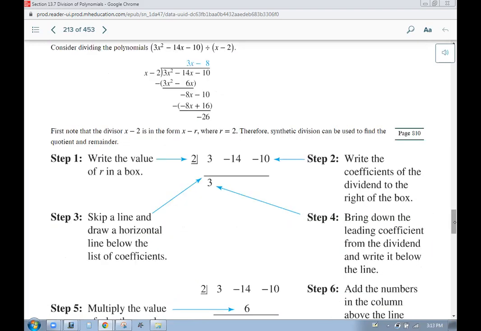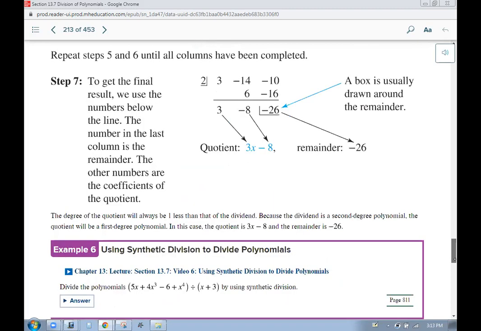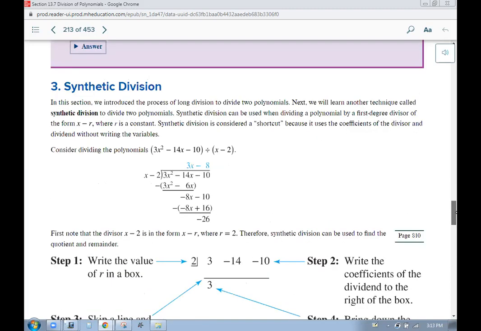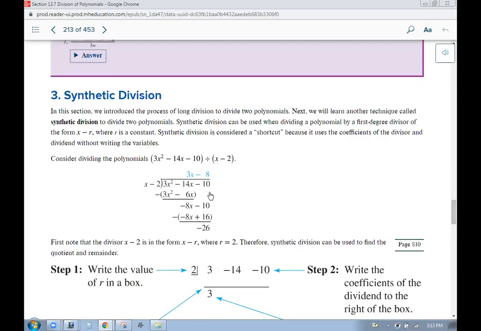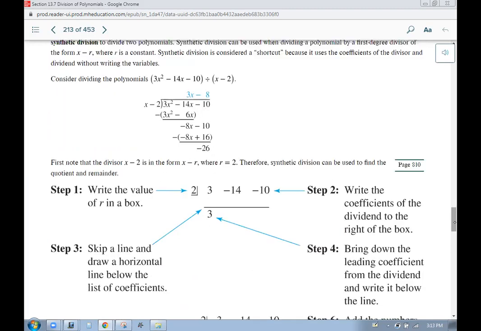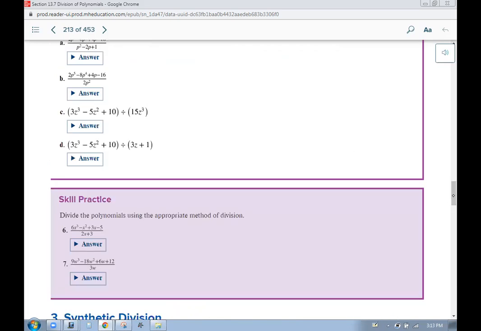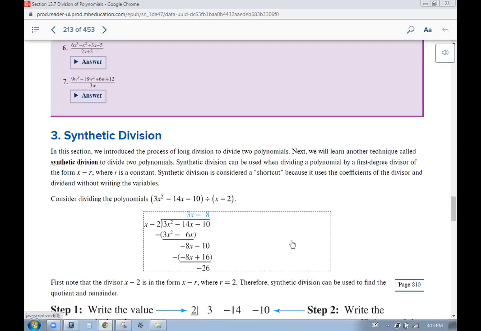I'm not going to waste my time with this because there's a whole bunch of stuff to memorize, and it only works in one special case. And the reason why it works out isn't that clear. All right. As long as you can do long division, you can divide it. So this synthetic division only works if you have something of the form x minus a number. That's the only time that it works.